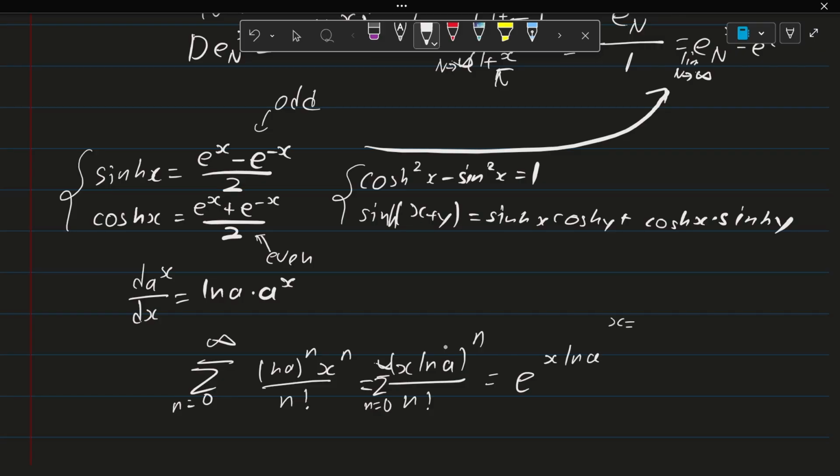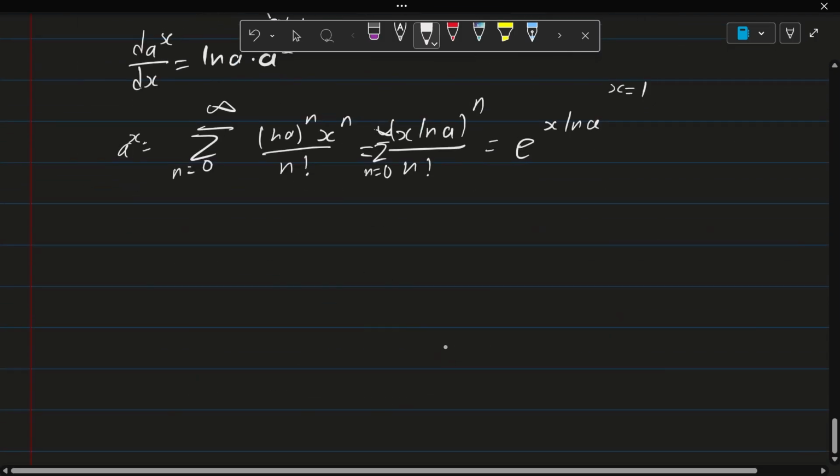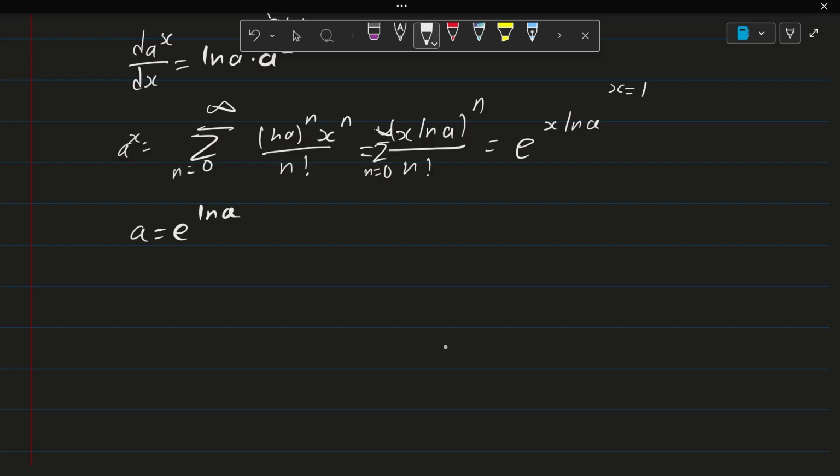And so this is the definition of e to the power of x natural log of a. So if you take x equals 1, you do see that a equals e to the power of natural log of a. And this is an interesting fact: e to the power of something is the inverse of the natural log, and vice versa. So we can use this property to figure out the definition of x to the power of a later on. But now let's try to analyze what is the derivative of the natural log of a.